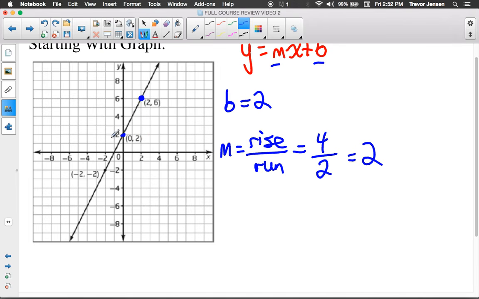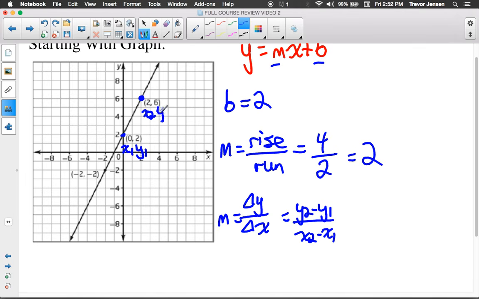Also, you could use the method we used before, using our change in y over change in x, which is y2 minus y1 over x2 minus x1. That works perfectly fine as well. Change in y is the same as rise. Change in x is the same as run. We could just choose our 2 points here. Let's say this is our first point, so that's our x1, y1. Here's our second point, x2, y2.